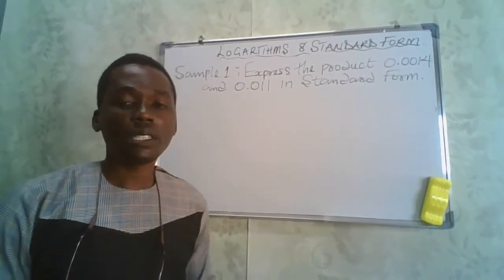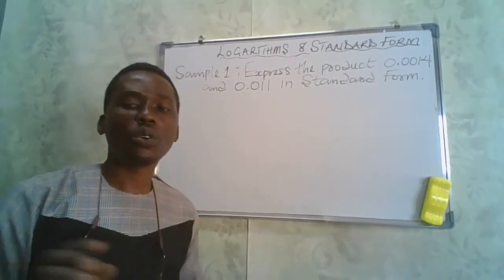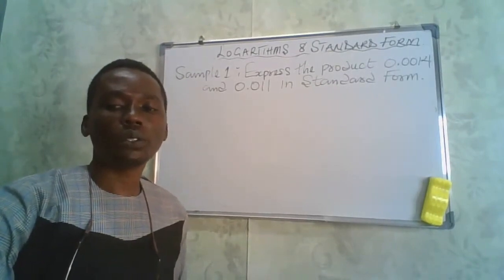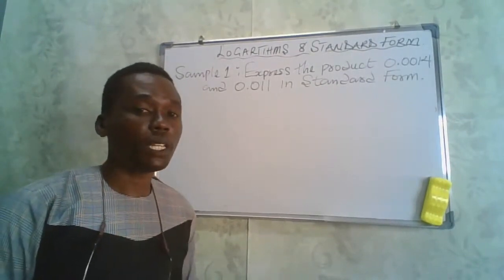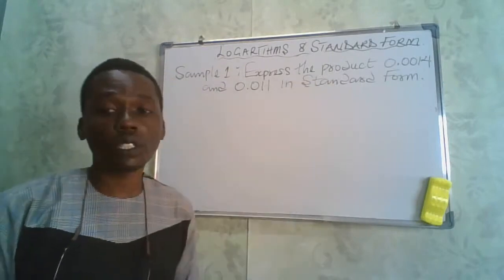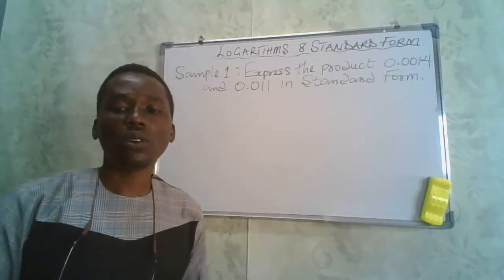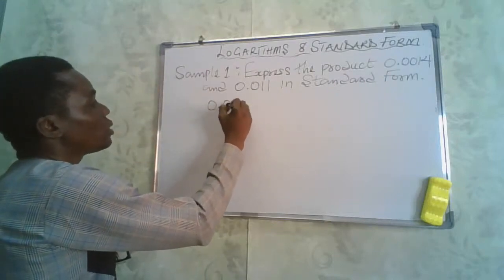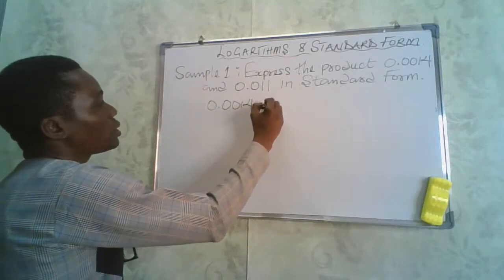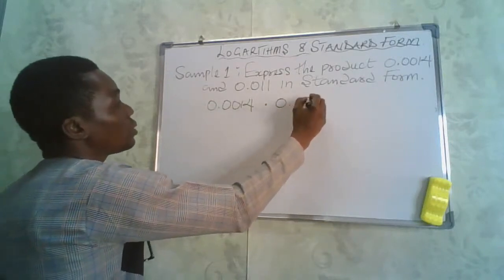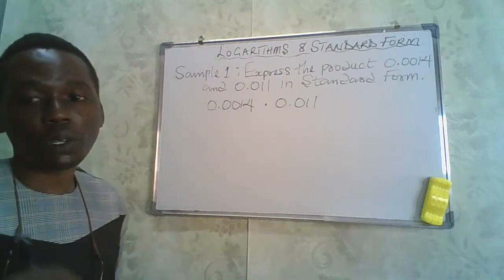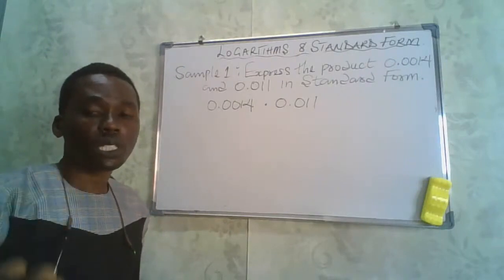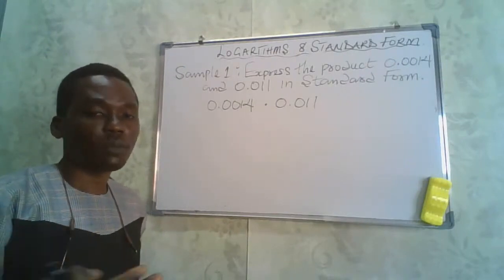Now, if you want to express this in standard form, the first thing you need to do is to convert all values to standard form. And you also note that a product is multiplication. You're asked to find the product of these two numbers. So what we are asked to do is 0.0014 multiplied by 0.011. So what you need to do here is to convert these values to standard form, and then you simplify.